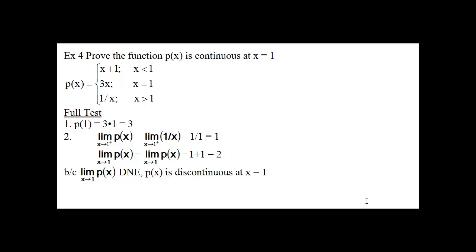Now, the right-hand limit is equal to 1, and the left-hand limit is equal to 2. Because each of the one-sided limits, the left and the right, are not equal to each other, this tells us that the two-sided limit as x approaches 1 of p of x does not exist. Because the limit as x approaches 1 of p of x does not exist, p of x is discontinuous at x equals 1.